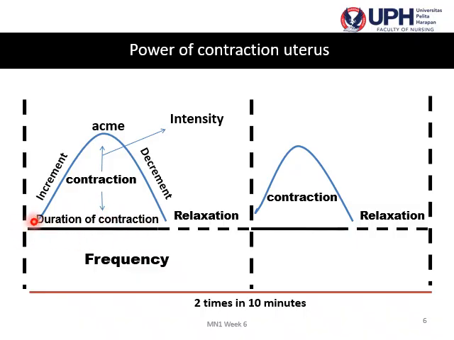It starts with the increasing, or increment, of the contraction, and then the decrement, or decreasing, of the contraction, followed by a period of relaxation, and this then continues again with another contraction and the same period of relaxation. So we are expecting that in 10 minutes, when the labor is active, the mother will experience at least 2 contractions of the uterus.